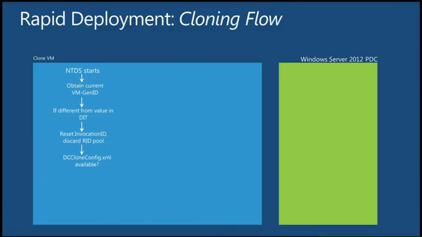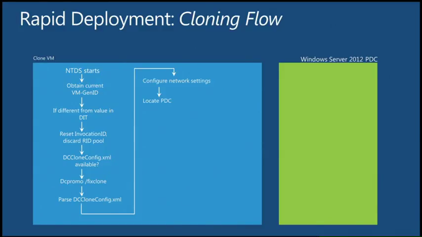We take that and say that, all right, it seems like I'm starting up. I have a clone config file, so I need to make sure that I am going to clone myself at this point in time. We parse that file, and we configure the neural network settings.